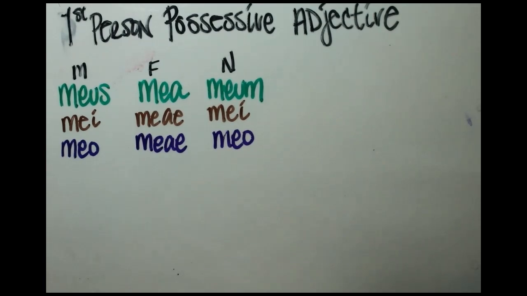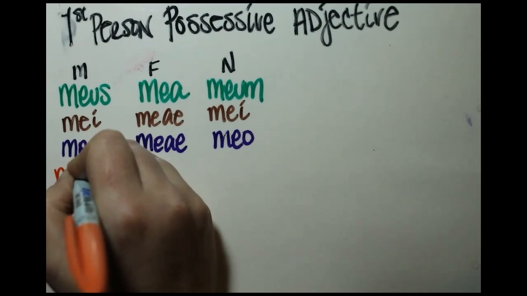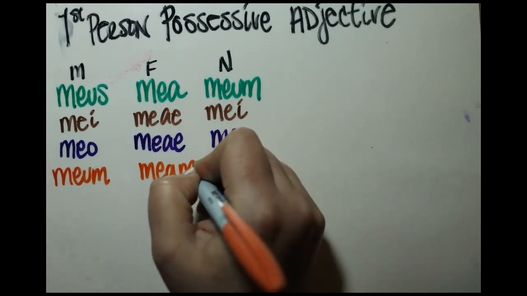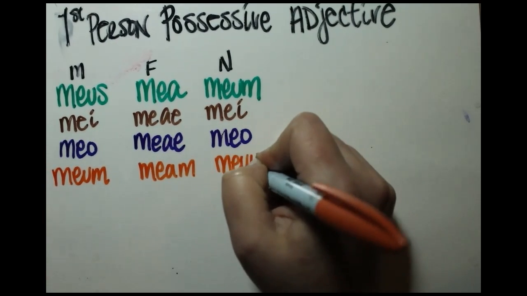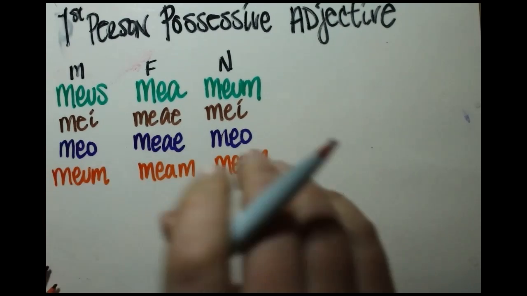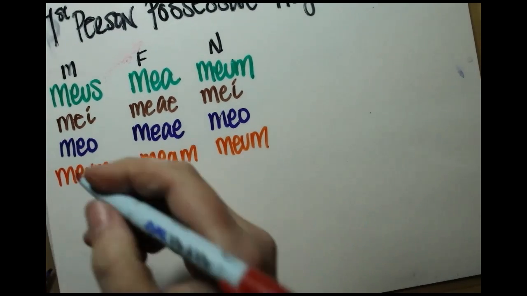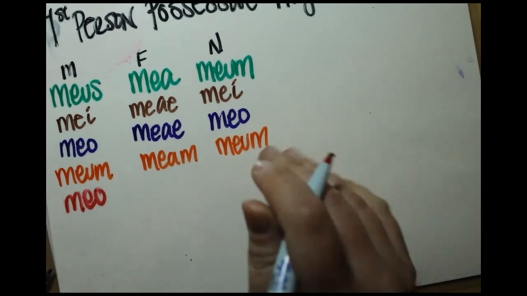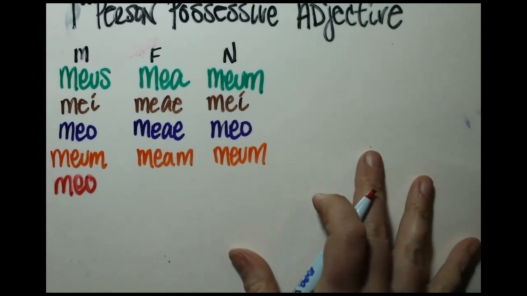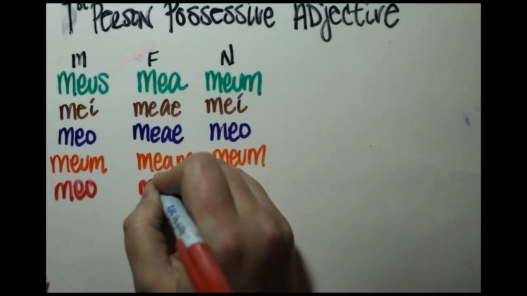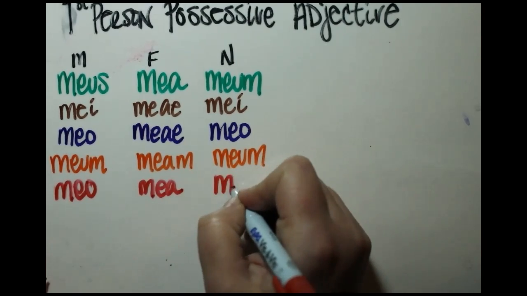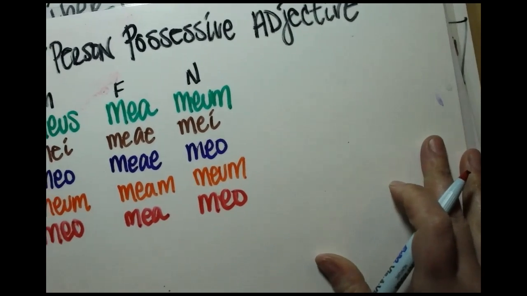In the accusative, meum, meum, meum. And then in the ablative, meo. In the ablative feminine, mea. In the neuter, meo. Okay, so that is the singular.